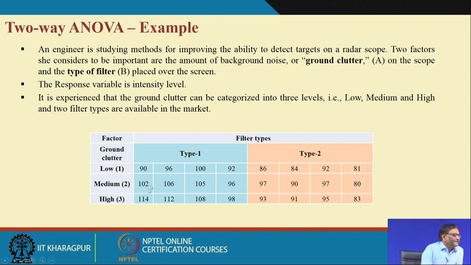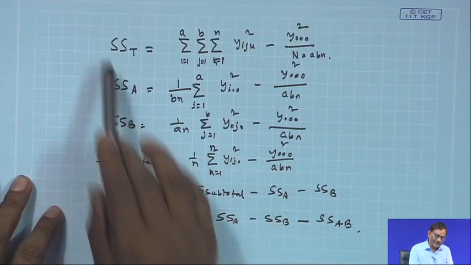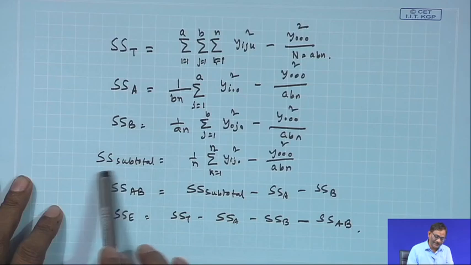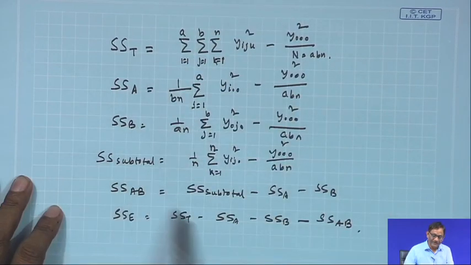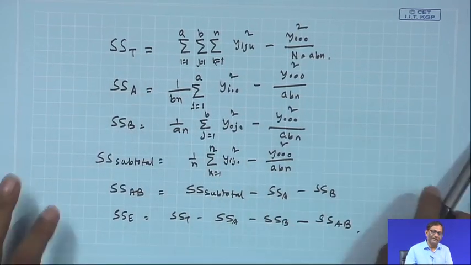As a result, for type 1 and type 2 filter types there are 12 data points, and 12 data points for different ground clutter levels. We have computed SST, SS clutter, SS filter type, and SS interactions using the formulas I have already given you. Let us see these formulas: SST, SSA, SSB, SS subtotal, SSAB, SSE. Using these formulas, you find SST for that example, and similarly up to SSE.